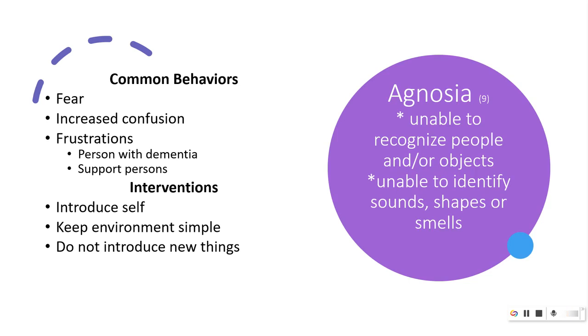So not introducing new things. Think about where they are in that stage of the disease, and don't introduce stuff that they don't know. Don't bring in a computer. They might not know how to use it. If they haven't grown up with it, they might not know what to do with it.